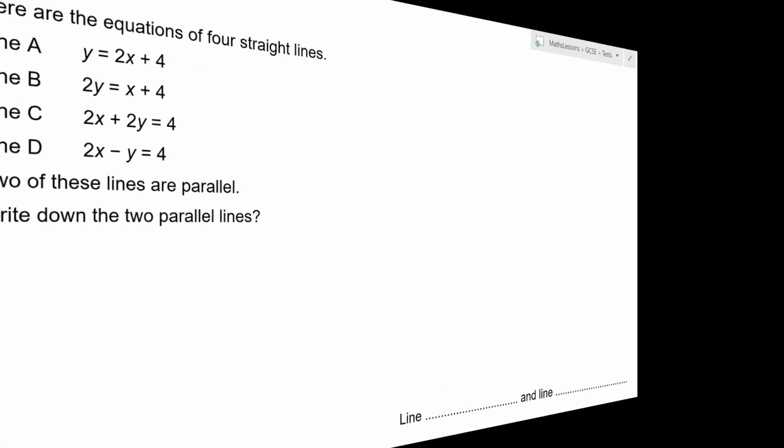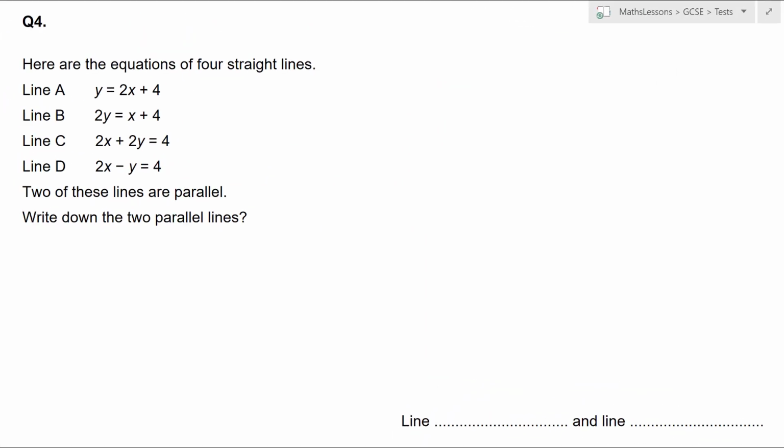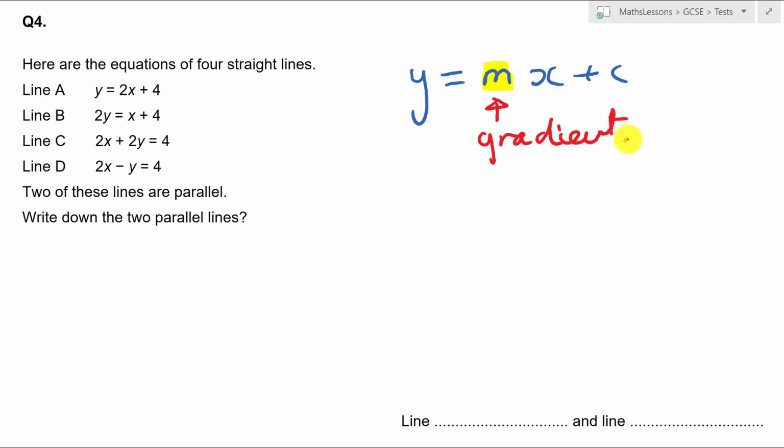Right, in question 4 we have the equations of 4 straight lines here, and 2 of these lines are parallel. Write down the 2 parallel lines. Now, how do we find out if things are parallel? If we remember, the equation of a line has the form y equals mx plus c, and this here gives us our gradient. Now we know that if the gradients are equal, then the lines must be parallel. If you think about it, if the amount is going up for every unit it goes along, if that's the same rate of increase, then the lines must be parallel. So if the gradients are the same, the lines must be parallel.